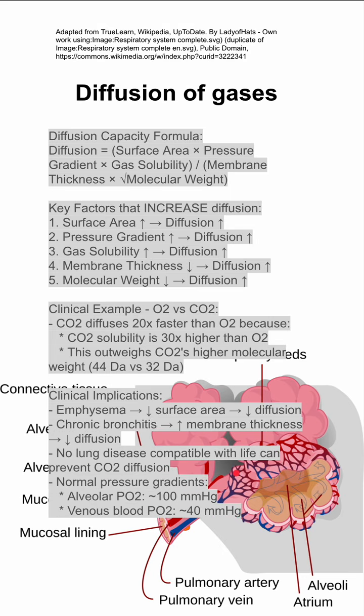You need normal pressure gradients, like an alveolar PO2 of around 100 and a venous blood PO2 of around 40, and you can subtract these to get a pressure gradient of 60, which drives oxygen diffusion into the capillaries. So that would be this part of the equation, the pressure gradient part of the equation.